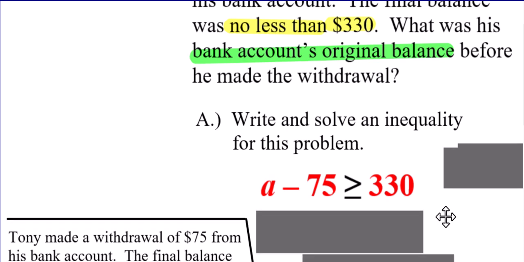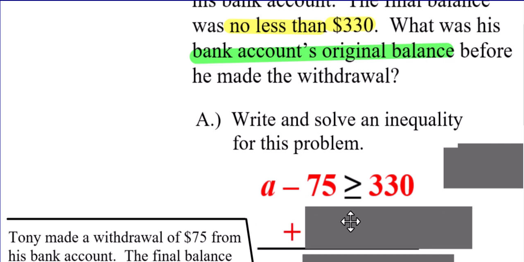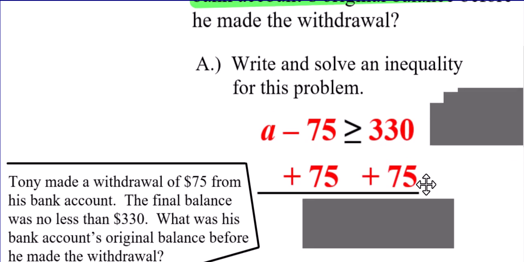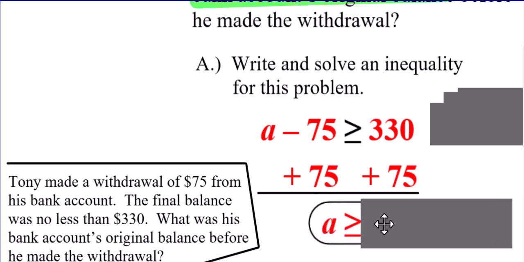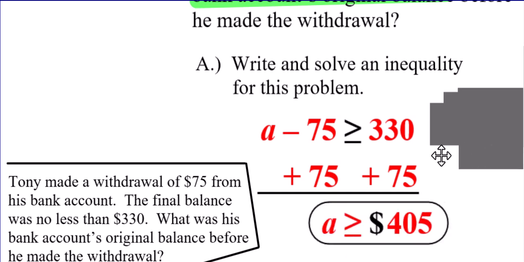Let's solve it. What's happening to the variable? Well, it's being subtracted by 75. The inverse is to add by 75. Let's quickly do this on both sides. That's going to give us A is greater than or equal to 405. I will put a little dollar sign here since we are talking about money in the bank account. So part A is done. We got our algebraic inequality and we solved it.